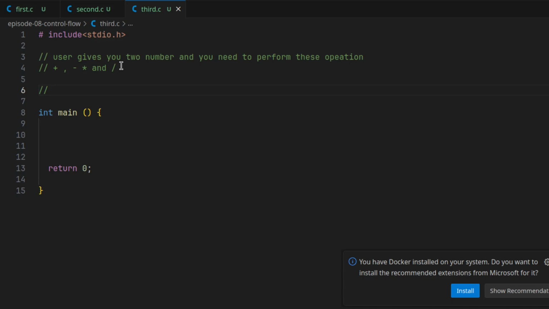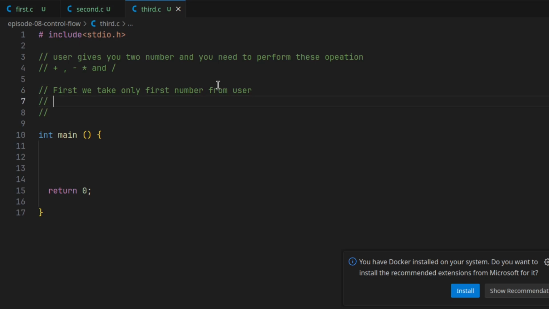First we take a number from user, first number from user. Then we ask the user to make your choice. First, second, third, fourth, or multiply, divide, anything. Then we take the second number. Okay, first we take only first number from user.